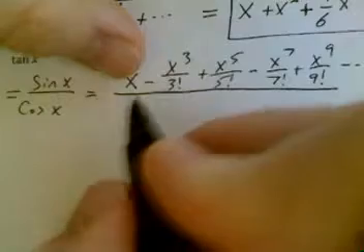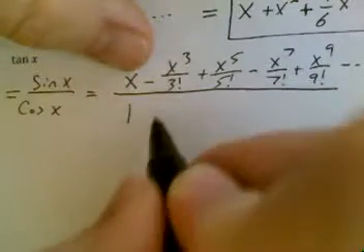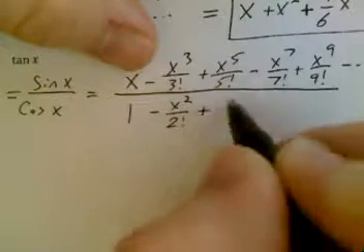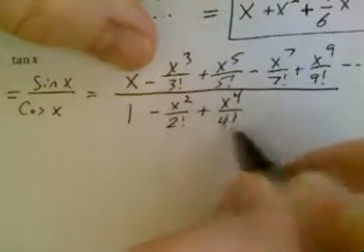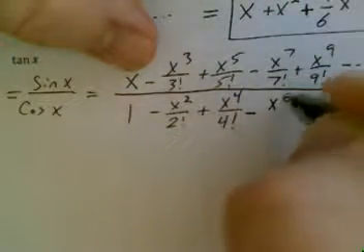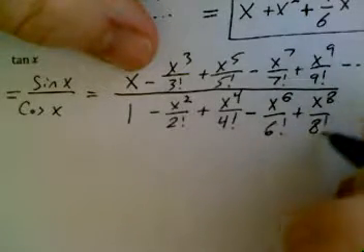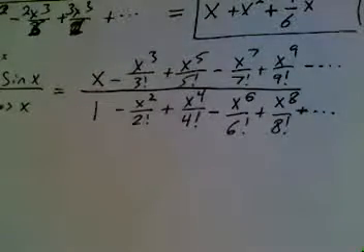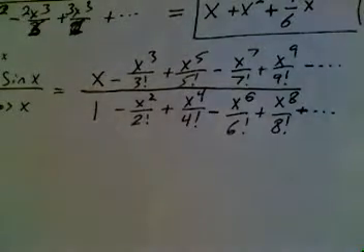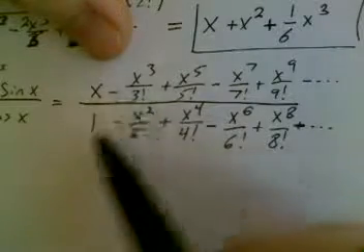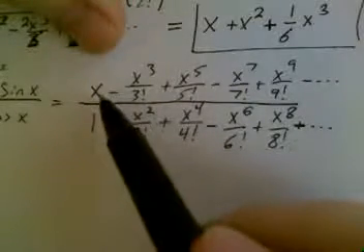Let's do the cosine ones. Now the first one's going to be 1, and then I'm going to have minus x squared divided by 2 factorial plus x to the 4th divided by 4 factorial minus x to the 6th divided by 6 factorial plus x to the 8th divided by 8 factorial minus dot dot dot. Okay, now how am I going to deal with this function? Well, very carefully, you're going to distribute the division. You're going to distribute.